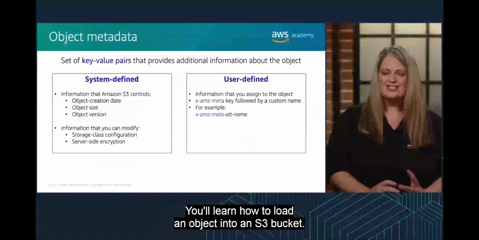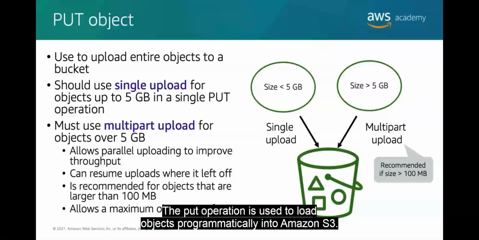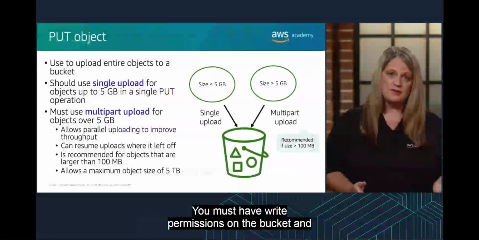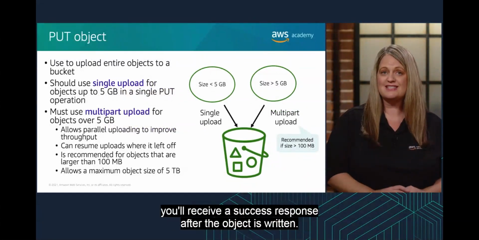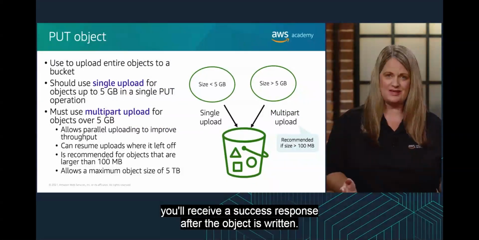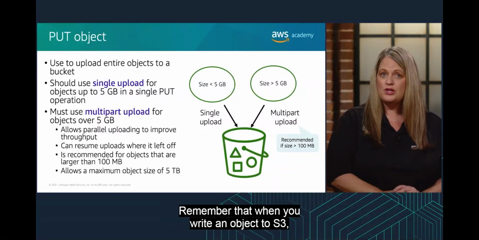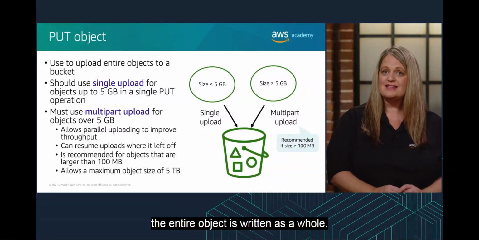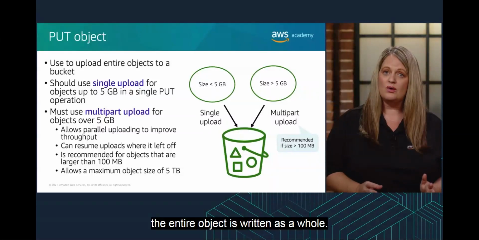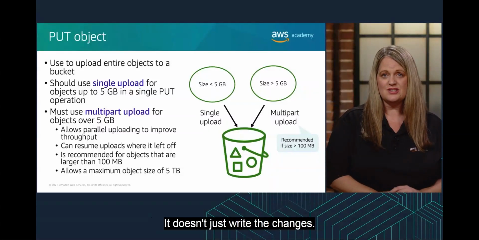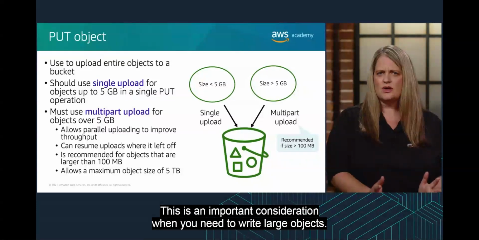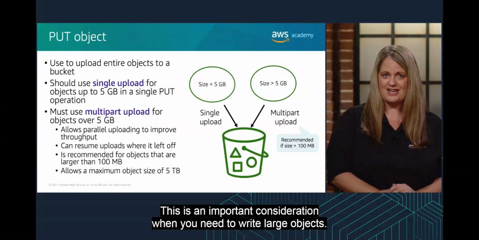Next, you'll learn how to load an object into an S3 bucket. The put operation is used to load objects programmatically into Amazon S3. You must have write permissions on the bucket and you'll receive a success response after the object is written. Remember that when you write an object to S3, the entire object is written as a whole. It doesn't just write the changes. This is an important consideration when you need to write large objects.